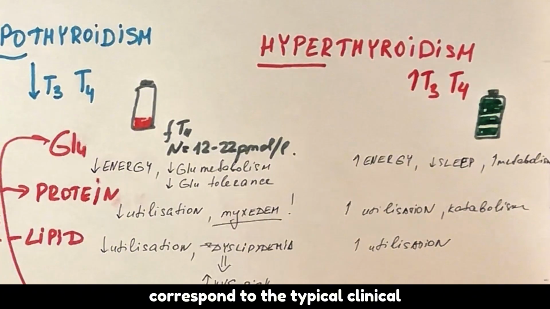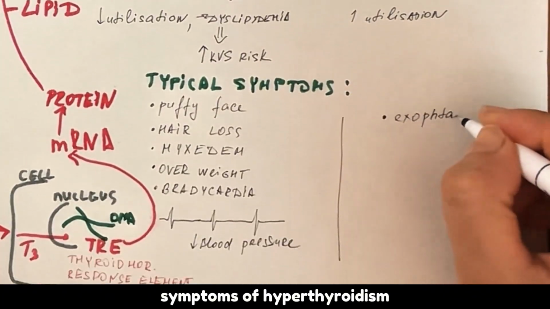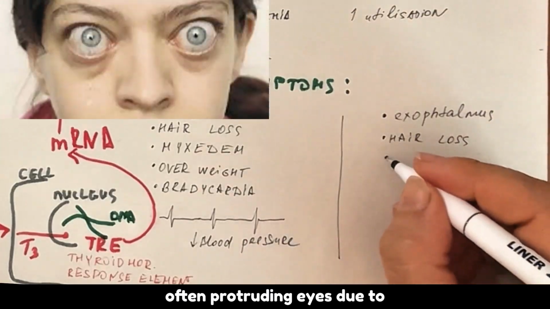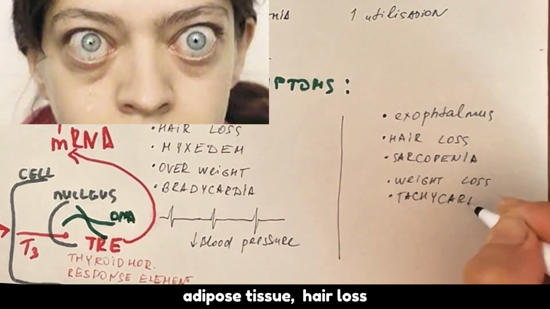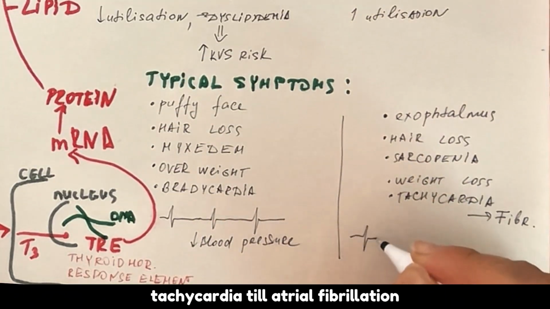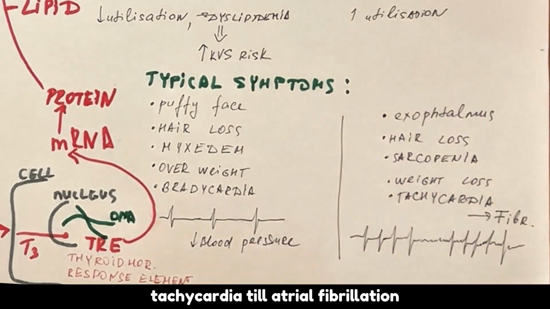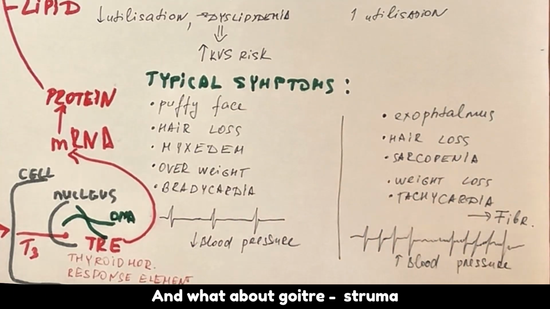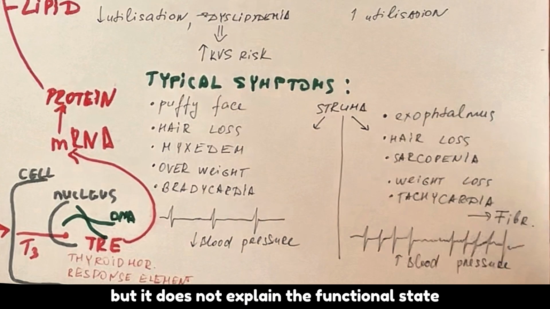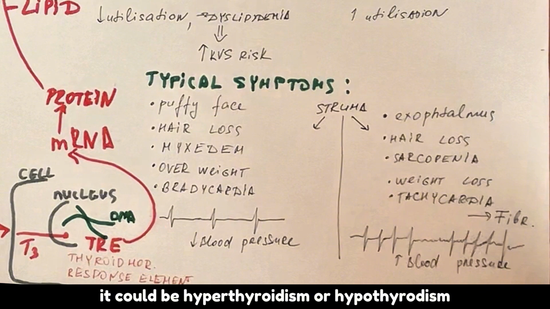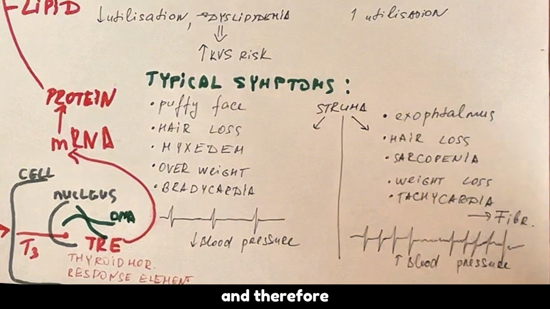These metabolic changes correspond to the typical clinical symptoms of hyperthyroidism, such as nervousness, often protruding eyes due to autoimmune inflammation of retrobulbar adipose tissue, hair loss, sarcopenia, weight loss, tachycardia, up to atrial fibrillation, and high blood pressure. And what about goiter, struma? It's a visible enlargement of the gland, but it does not explain the functional state. It could be hyperthyroidism or hypothyroidism, and therefore I don't consider it a typical symptom of either of these diseases.